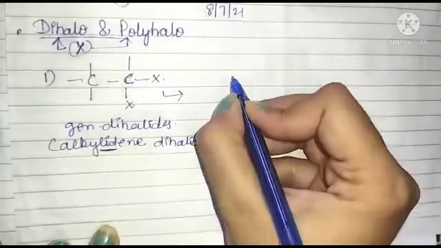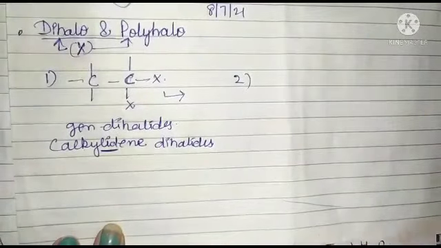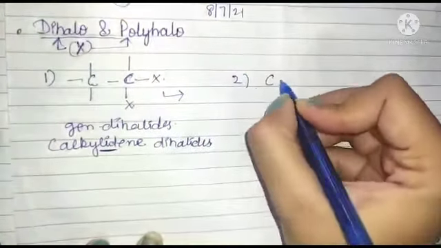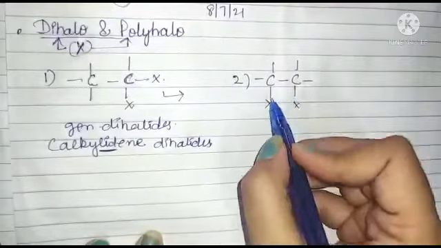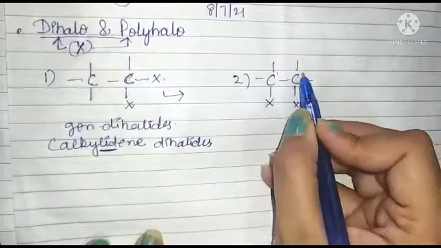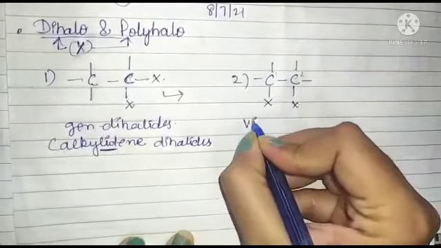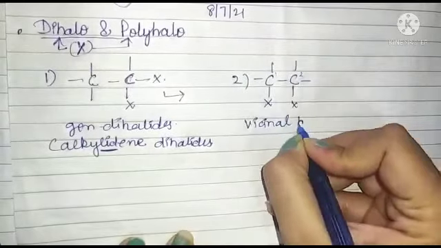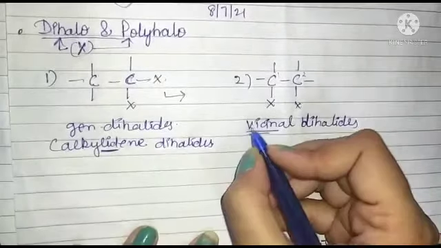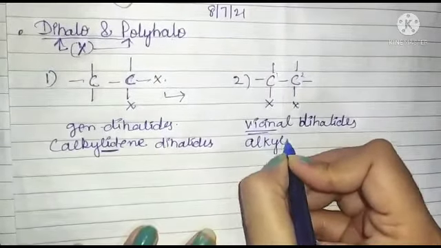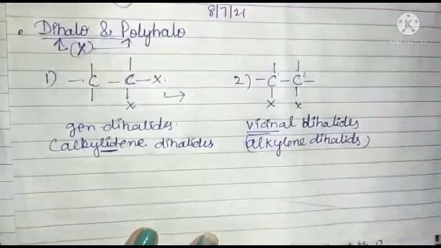Second, we have the case where both the halogen atoms are on different, or we can say adjacent, carbon atoms. So if I'm taking the example of the same, but now the halogen atoms on this C1 and C2, if this is C1 and this is C2, or we can say on adjacent atoms, these are known as vicinal dihalides. Okay, vicinal dihalides, or we can also name them like alkylene dihalides. Clear? These are of the second type.